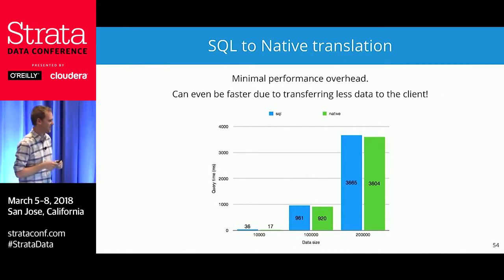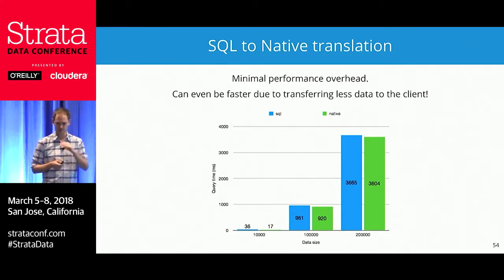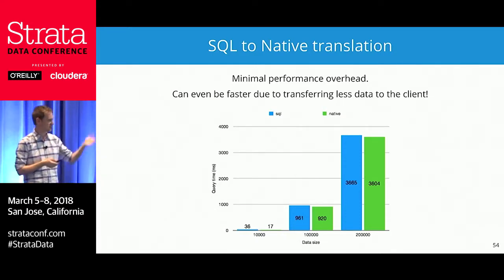So here's some benchmarks I did. You see the difference is usually in the 20 to 40 millisecond range between SQL and native, based on the size of the data set. Looks like the overhead is not really a percentage overhead. It looks like it's roughly constant, just a few tenths of milliseconds.